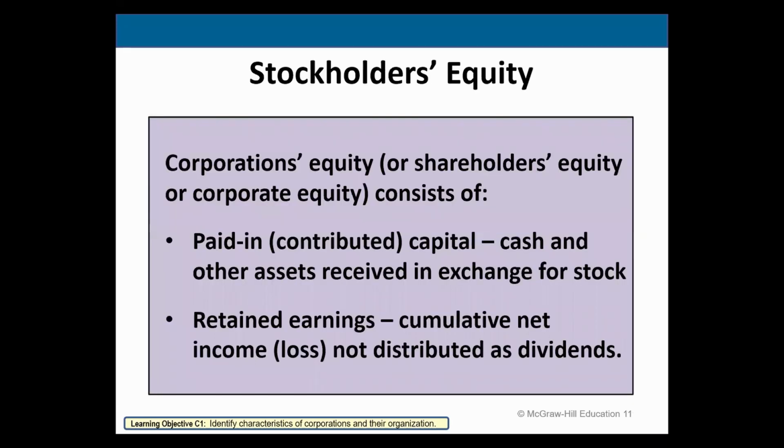Stockholders' equity. Corporation's equity, also known as stockholders' equity, consists of paid-in or contributed capital, which is the cash or other assets that the corporation receives in exchange for stock, and retained earnings. Similar to what we've talked about before, retained earnings is the cumulative net income or net loss that is not distributed as dividends. So dividends is when you distribute that net income or net profit to your shareholders.